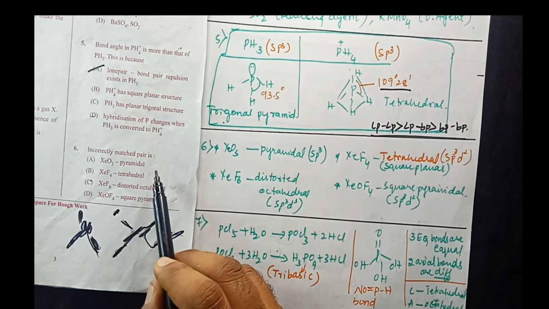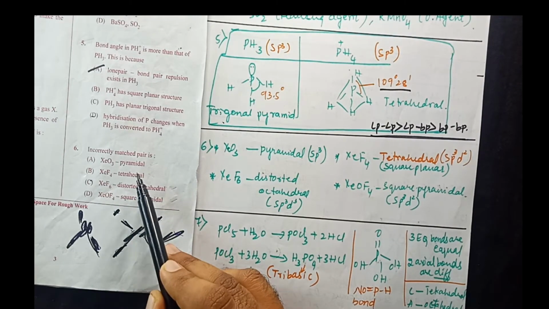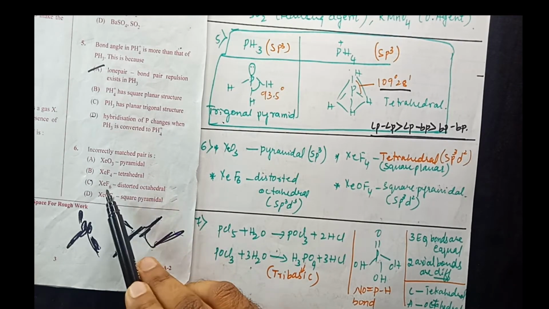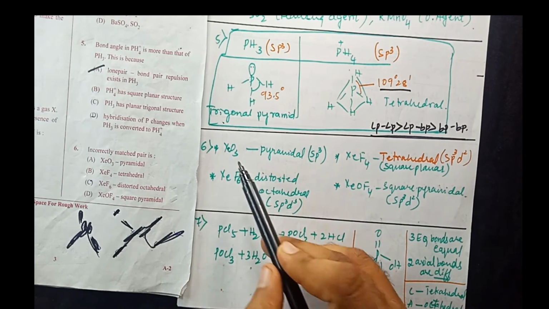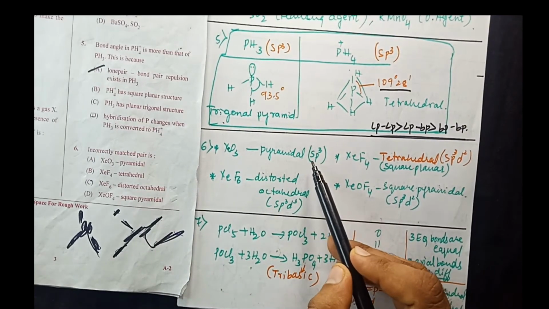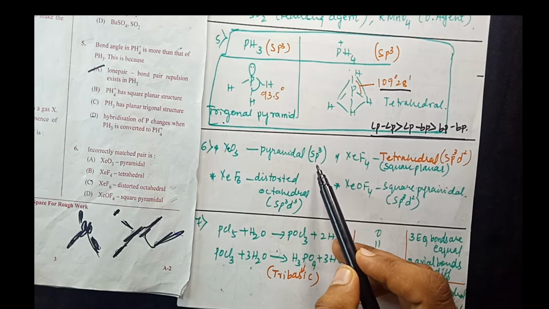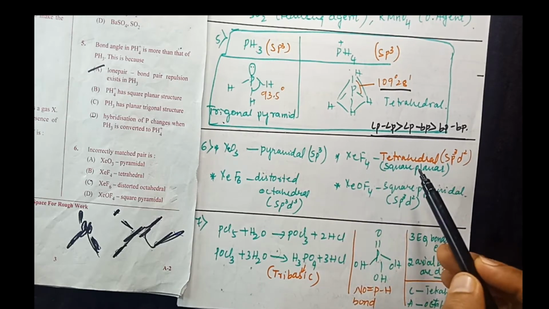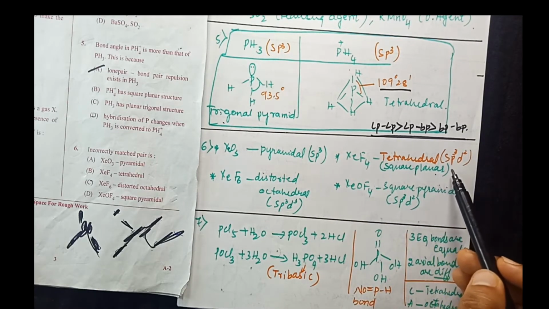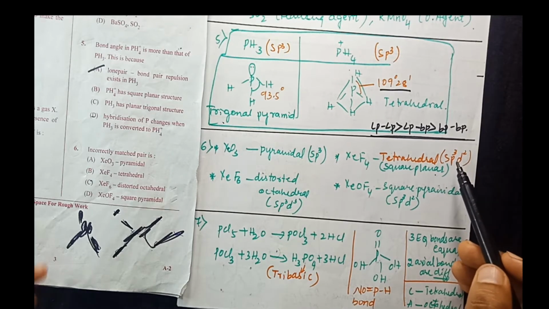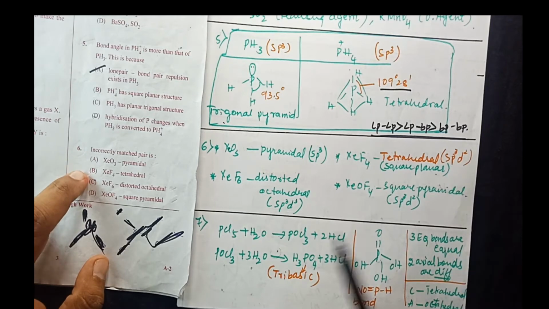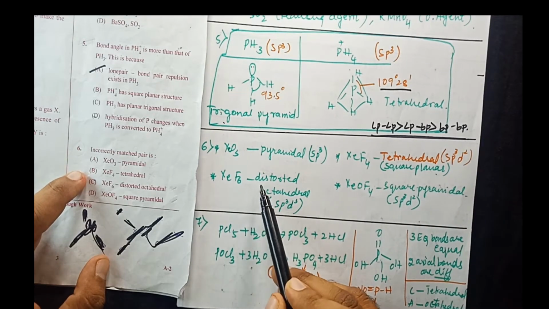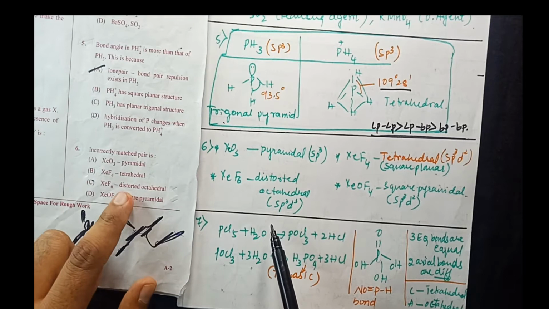Incorrect matched pair: XeO3 pyramidal, XeF4 tetrahedral, XeF6 distorted octahedral, XeOF4 square pyramidal. Look here, friends, XeO3 is a pyramidal structure, undergoing sp3 hybridization. XeF4 has a square planar structure with sp3d2 hybridization. They have given tetrahedral here, so the second is the incorrect match. Let's see the other: XeF6 distorted octahedral. Yes, the same they have given here.